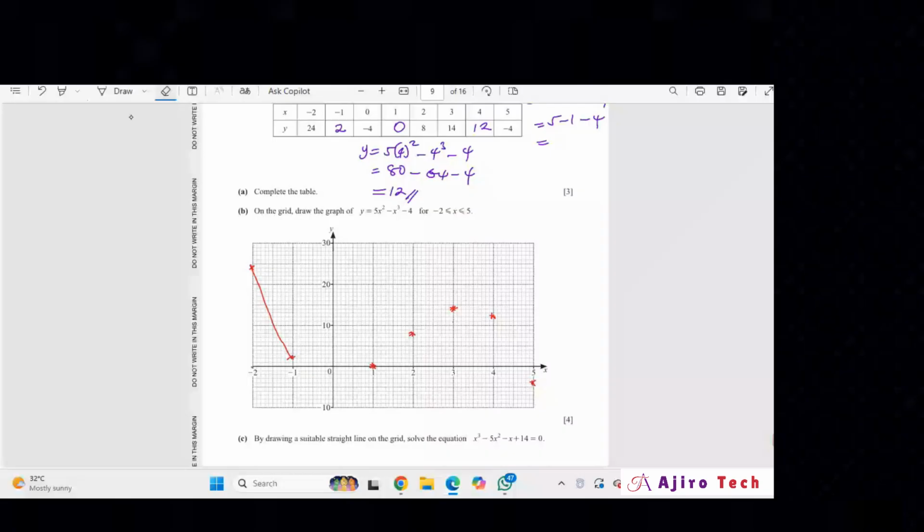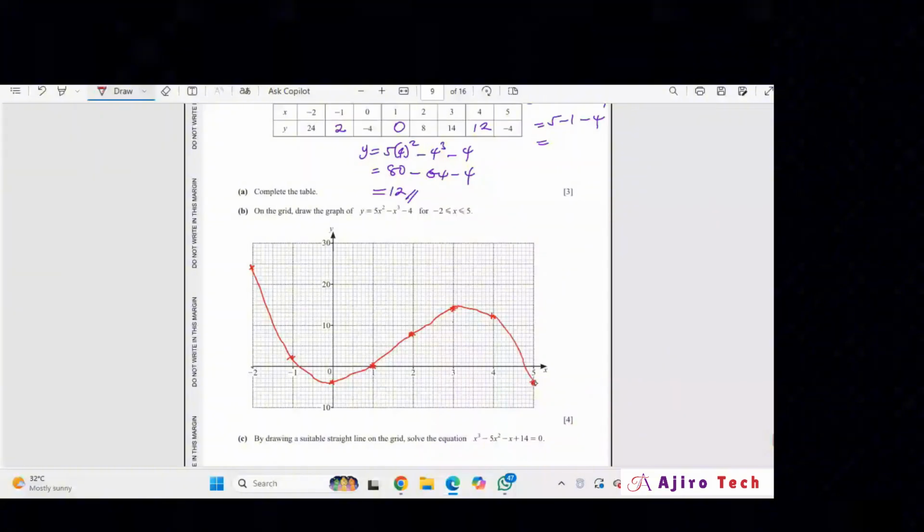So I have this now. You have it like this here. If you have your French curve, you can use it to join them so that you have a beautiful curve. So this is what I have. This is what we call a sinusoidal graph. It's moving like a waveform.